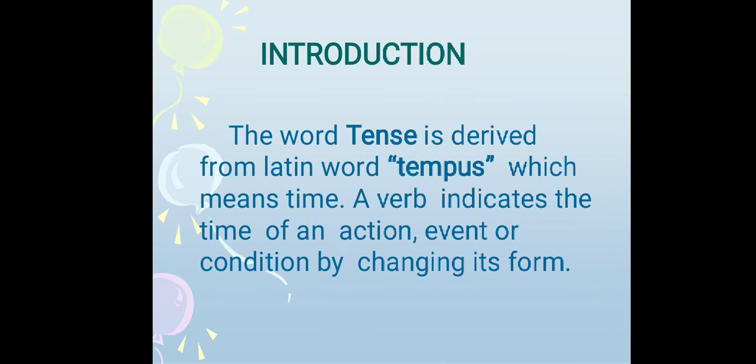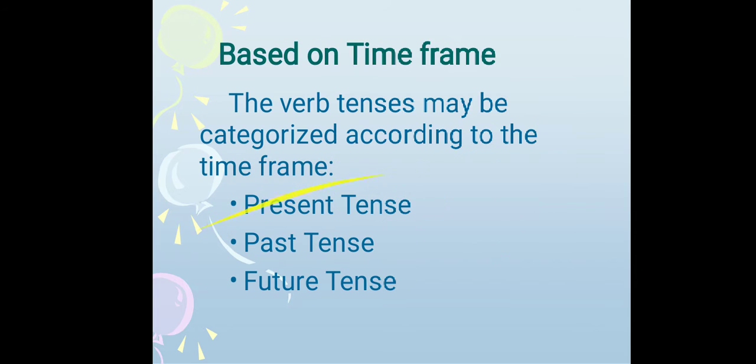So firstly, what is a tense? The word tense is derived from the Latin word tempus, which means time. A verb indicates the time of an action, event or condition by changing its form. And based on the time frame, the verb tense may be categorized into present tense, past tense, and future tense.